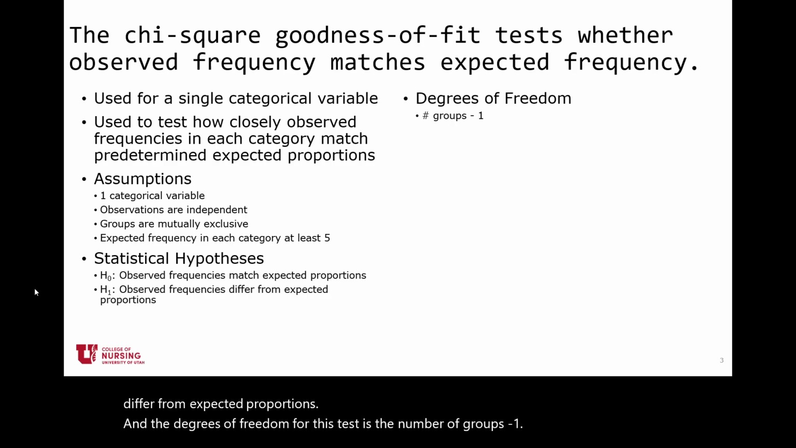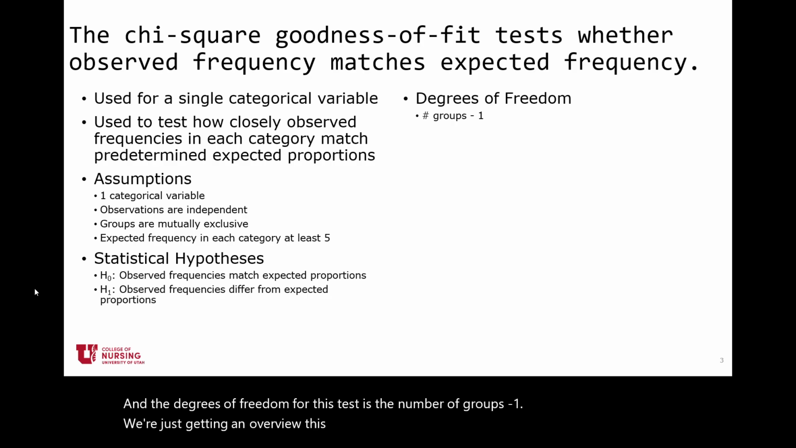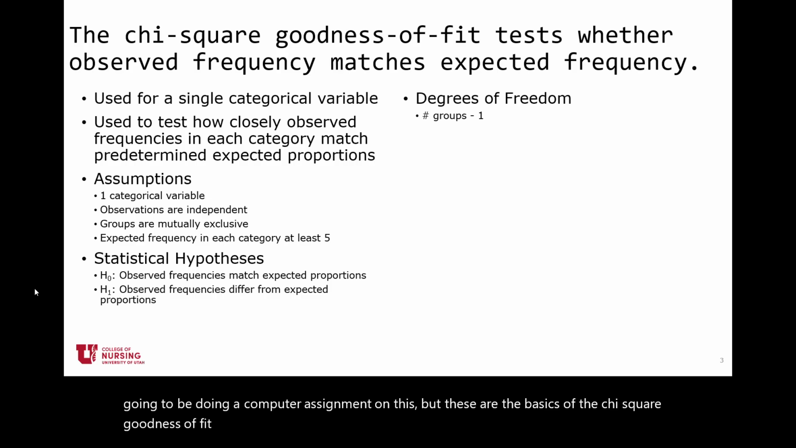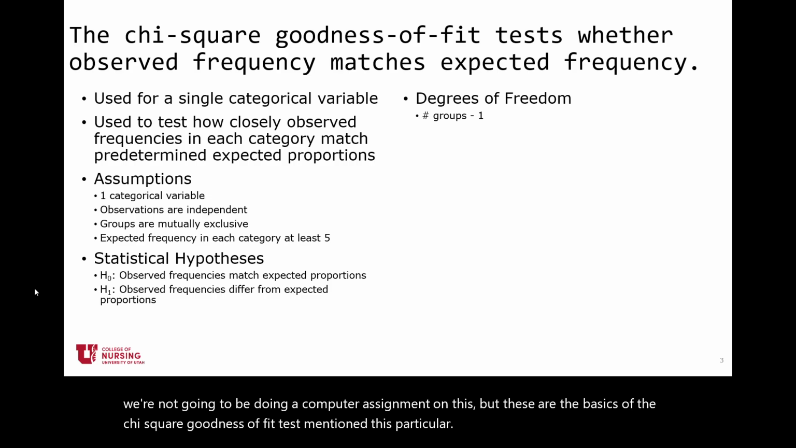And we're just getting an overview. This is one of the chi-square tests. There's more than one. And we're not going to be doing a computer assignment on this, but these are the basics of the chi-square goodness of fit test. I don't think Hevie mentioned this particular test in her text.